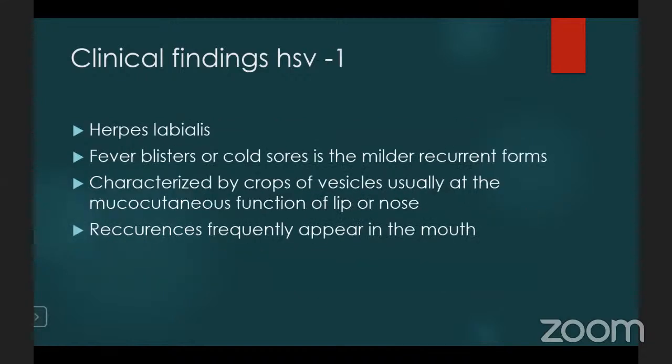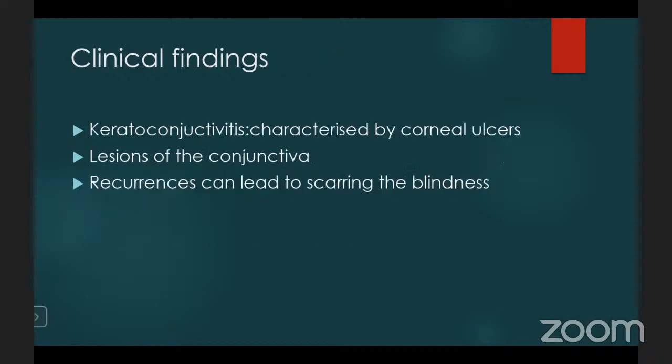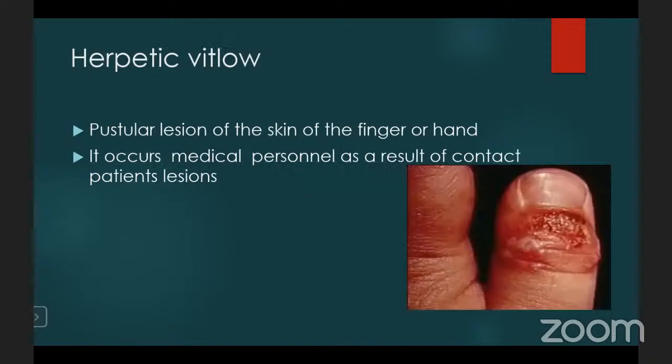Next one is herpes labialis. Fever blisters, or cold sores, are the milder recurrent forms. It is characterized by crops of vesicles, usually at the mucocutaneous junction of the lip or nose. Recurrences frequently appear in the mouth. Clinical findings: keratoconjunctivitis. It is characterized by corneal ulcers and lesions of the conjunctiva. Recurrences can lead to scarring and blindness.